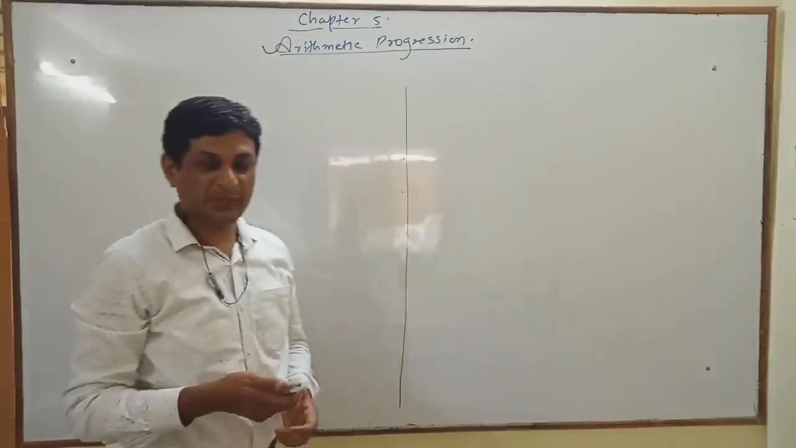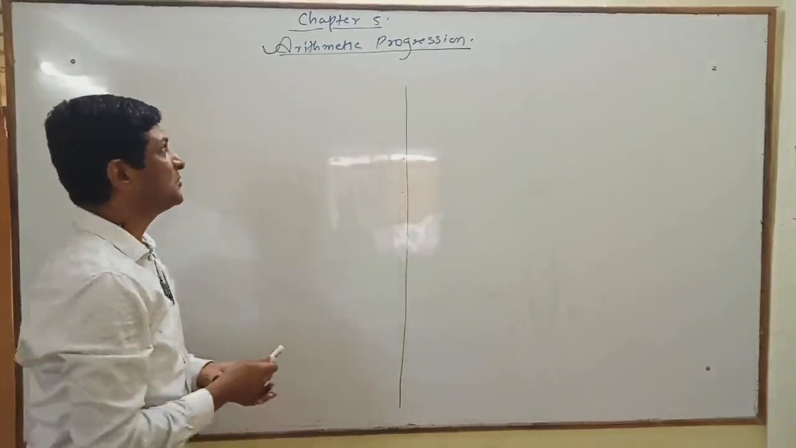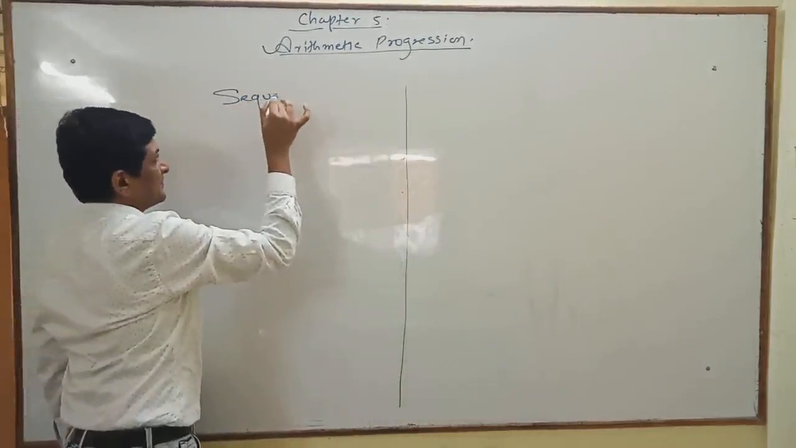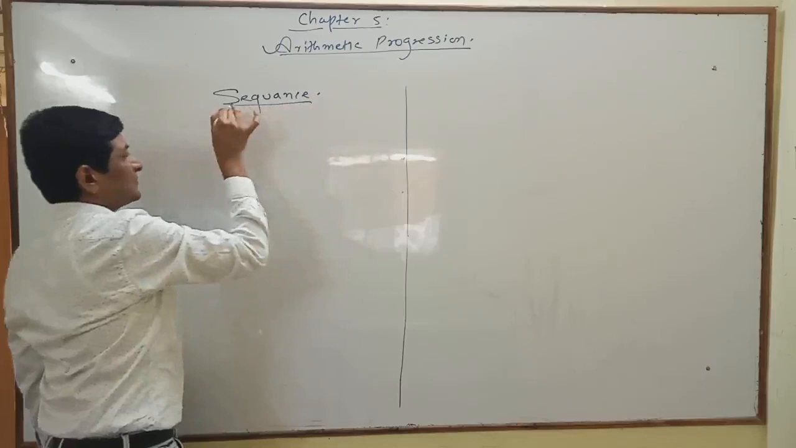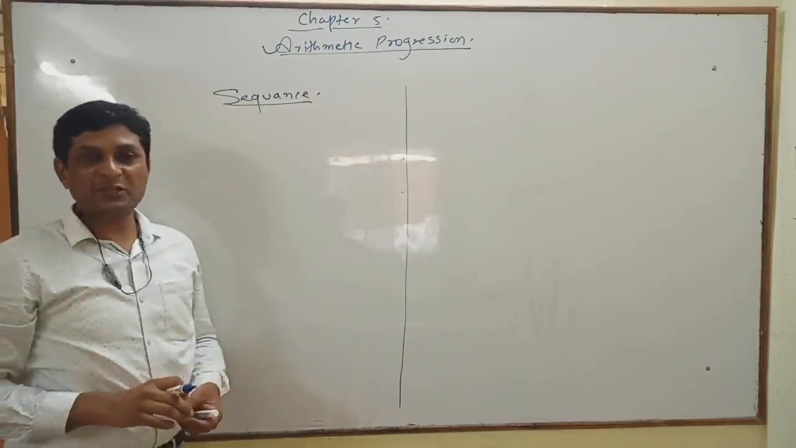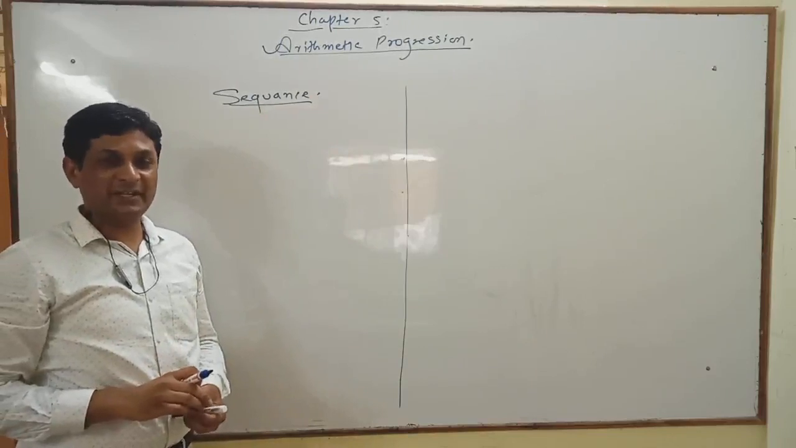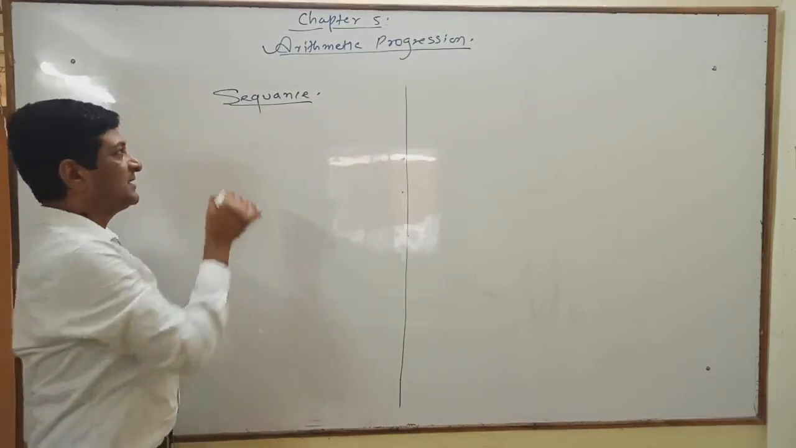Arithmetic progression is a special type of sequence. So first we will discuss what is the meaning of sequence. A sequence is a special type of arrangement of numbers in a definite order. So let us consider the first example.